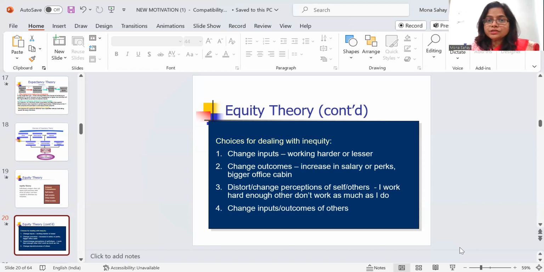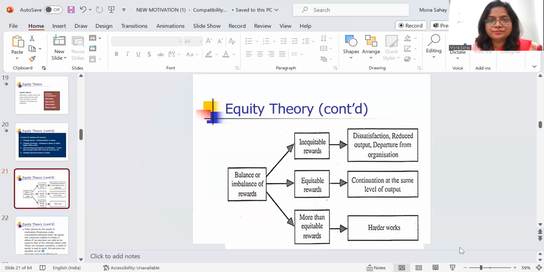Also, one of the ways is to distort or change perception of self or others. That is, I work hard enough, others don't work as much as I do. This might be a distortion of perception when they realize that they're getting more salary than others. So they try to adjust their own perception about themselves when they find that they are getting more reward than others. And there could also be change of inputs versus outcomes of others. So these are the choices for dealing with inequity.